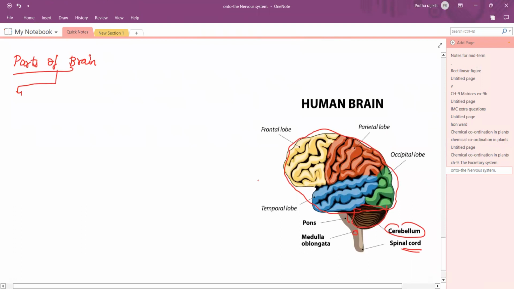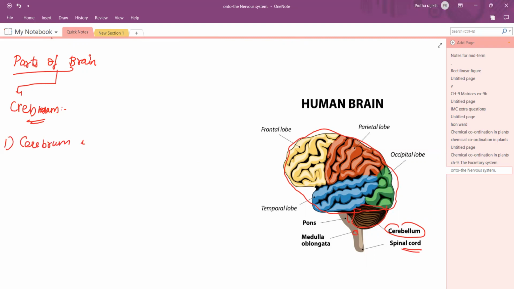Let us learn about cerebrum. Cerebrum is divided into two hemispheres.